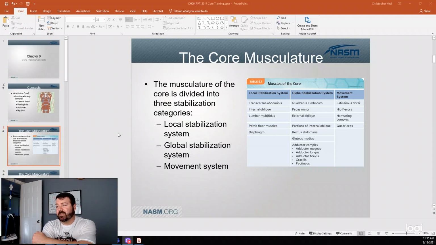And then the global stabilizing system is more kind of broad muscles, if you will. Some are deep, don't get me wrong, and some are more superficial. You also get other stabilizers such as your adductors, which, as you can see there, you have a good amount of. Or you can also consider that your groin. And then the last one is your movement system, which is some of the major muscles that help you move, really that locomotion component.